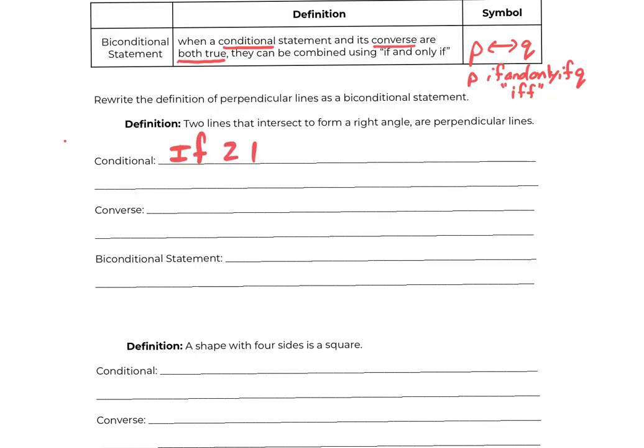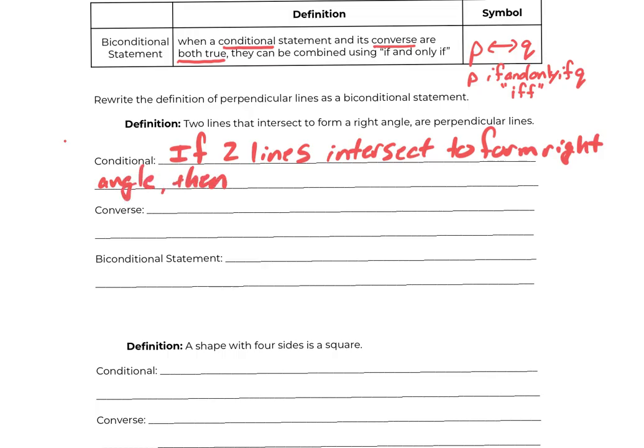If two lines intersect to form a right angle, then they are perpendicular. I'm just rewriting this statement, putting it in an if-then form.